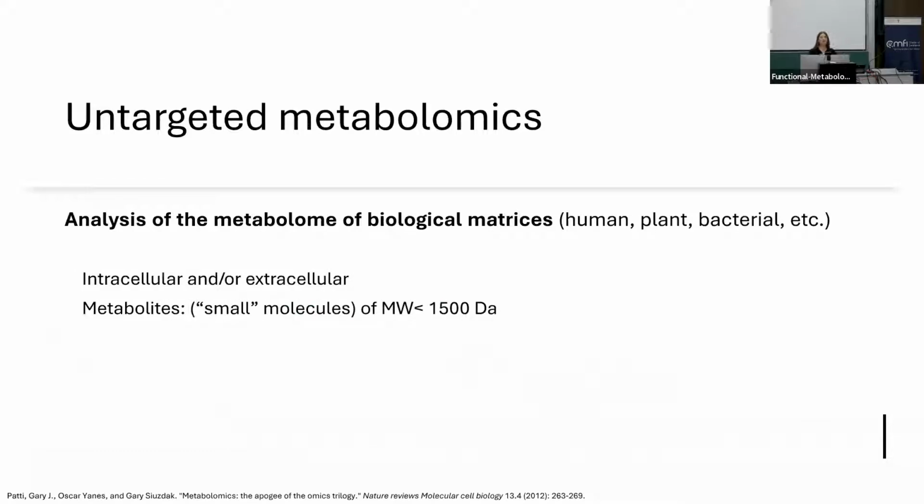Cool, so just to be on the same page, and since I'm the first one to present, I will quickly define what is untargeted metabolomics. So it's the analysis of the whole metabolome, or as much as we can anyway, of different biological matrices. That's human, plant, bacterial, fungal, anything really. And it could be intracellular or extracellular or both, depending on your experiment and the scope of your study and your sample, of course. And talking about metabolites, we're talking about small molecules, that's not that small, but they usually have a molecular weight below 1500 Daltons, with some exceptions, of course.